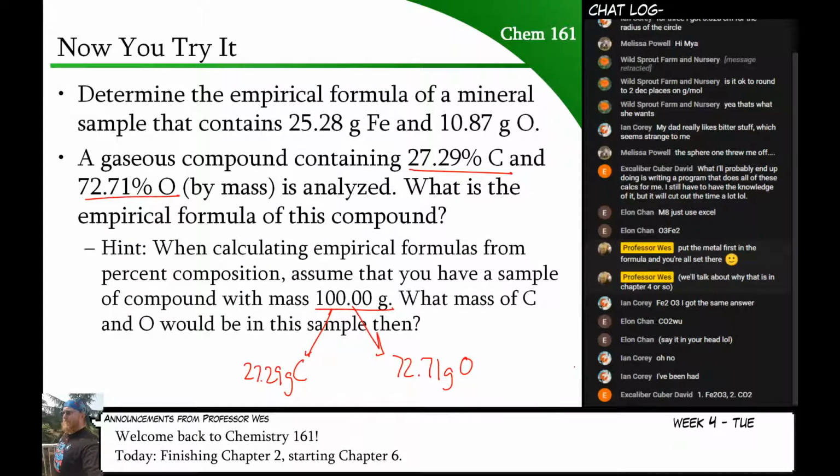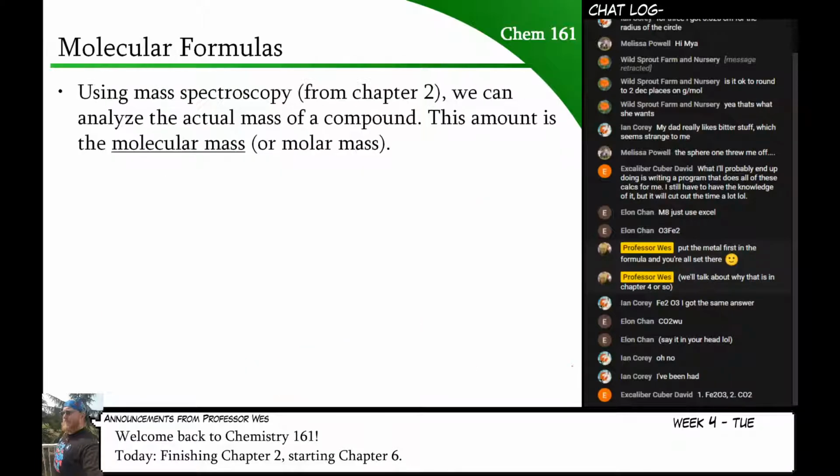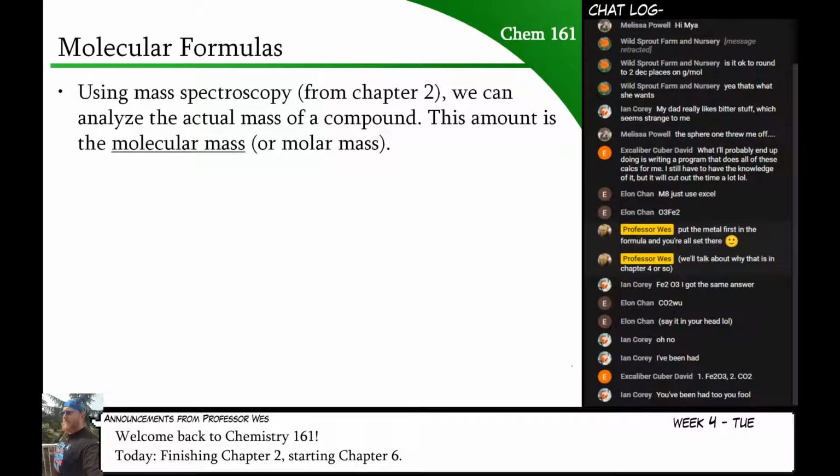Yeah, I think that's all the time that we really have here. So, we'll do molecular formulas tomorrow. There's really not much more in Unit 6, believe it or not.